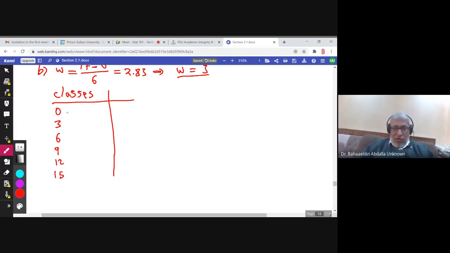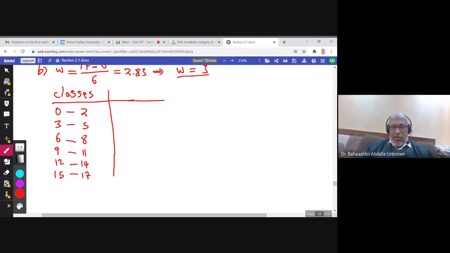From 0 to, if you want, you can write it from 0 to less than 3. You can do that, okay? And you can write from 0 to 2, because 2 is less than 3. And then you add 3 here. So 2 plus 3, 5 plus 3, 8 plus 3, 11 plus 3, 14 plus 3, 17. So these are the class boundaries.